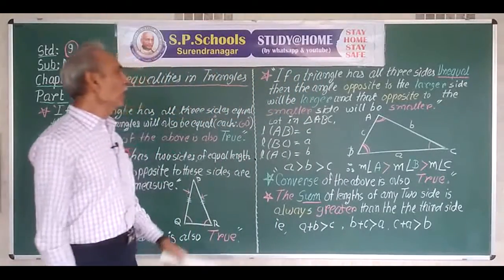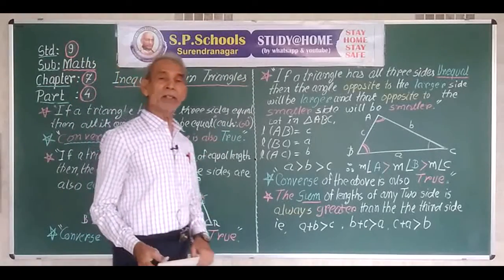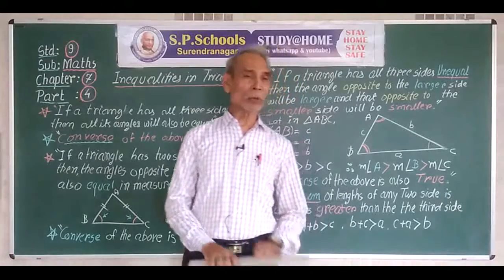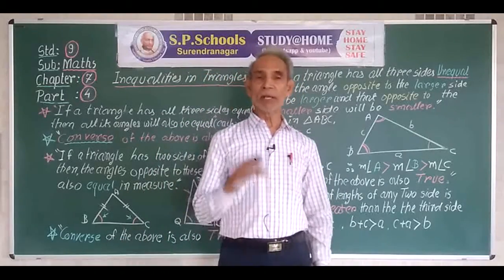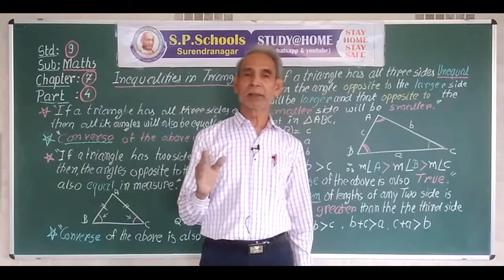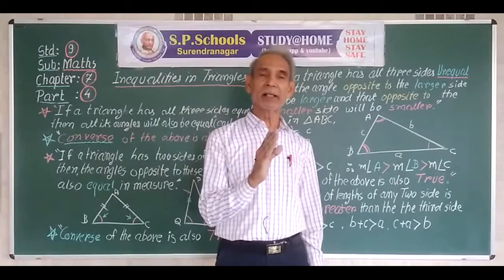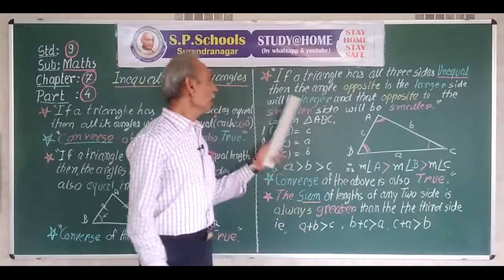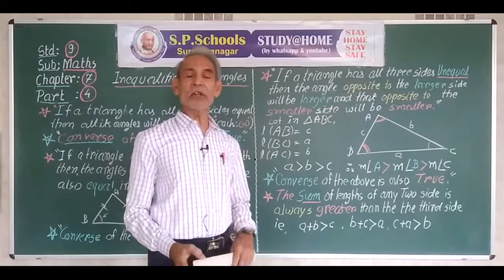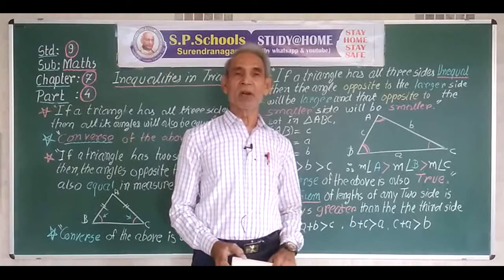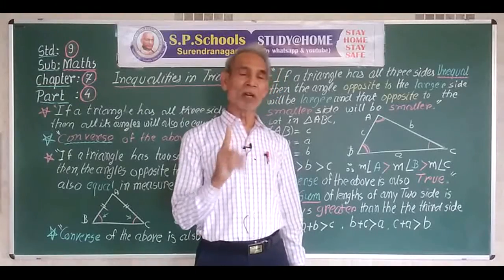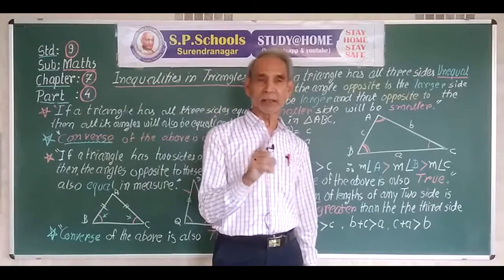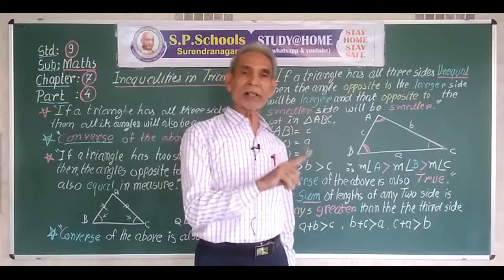Now, suppose a triangle is given such that all three sides are of different lengths. No two sides are equal. One is smaller, the other is bigger than that, the third is biggest of all. That is a scalene triangle in which one side is the largest, one side is the smallest, and the third side, other than these two, is smaller than the largest and larger than the smallest.